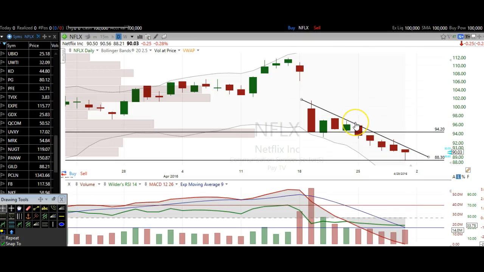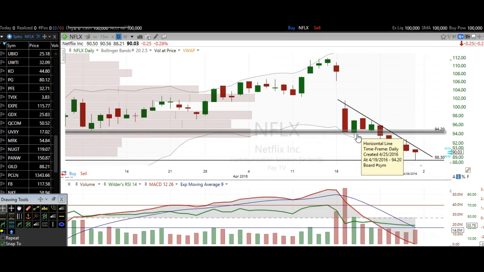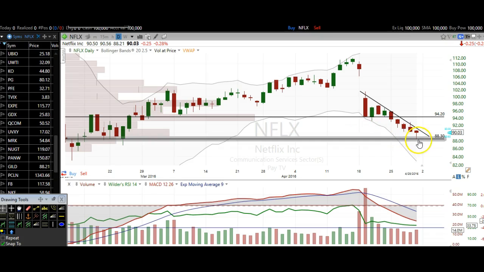Netflix, like I've been mentioning, we've been profiting in the chat room on Netflix short. Ever since it broke this support, we had support from this day, this day, this day, and this day. We broke that with this candle right there. That was the signal to go short. And our target was going to be that 88 level. I mentioned that in my public videos as well. So congrats if you took that trade.